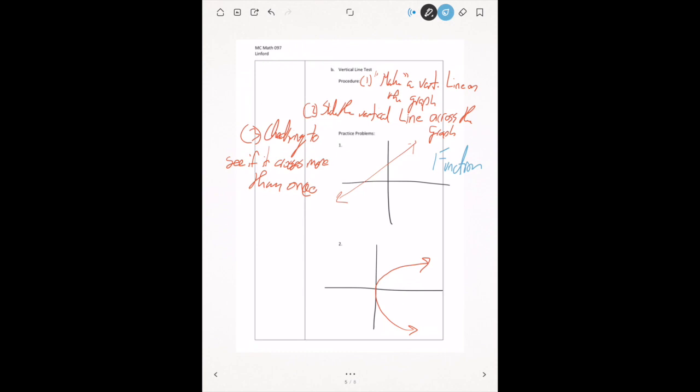Now, for number 2, this is a sideways parabola. This is actually y squared equals x. I just drew one vertical line, and look, it crosses at 2 points. That's an issue. Right away, I know that this is not a function.